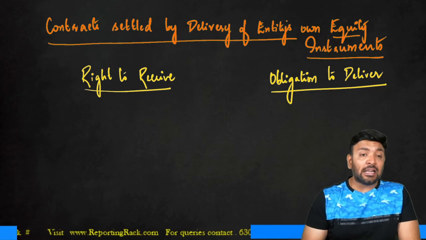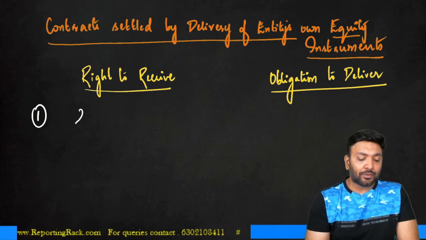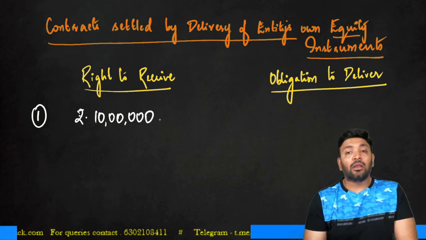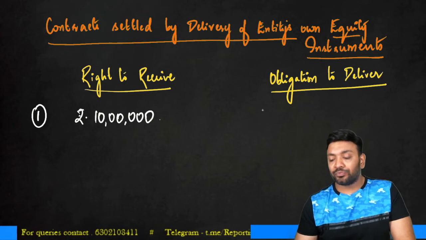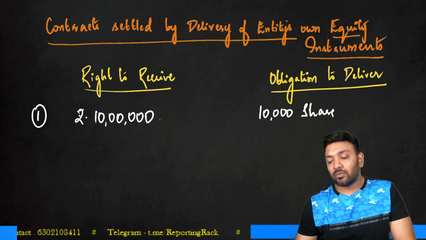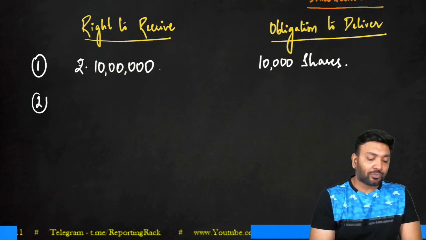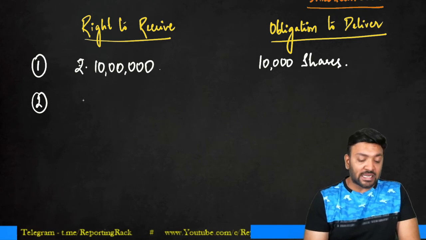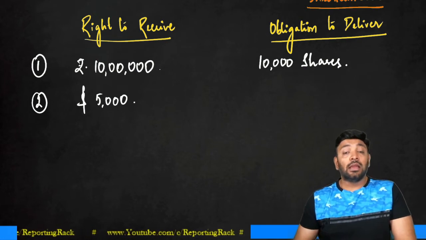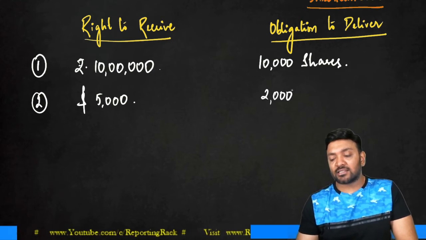Let's say I have a right to receive, in the first example, rupees 10 lakhs. I have an obligation to deliver 10,000 shares of my enterprise. First type of contract. Second, where I have a right to receive $5,000 and I have an obligation to deliver 2,000 equity shares of my enterprise.